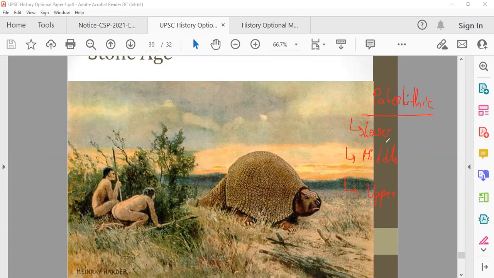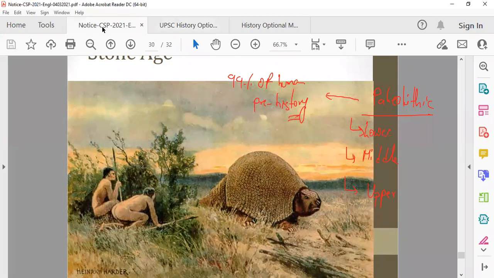Sometimes people confuse that lower Paleolithic period is the last, upper is the first. No, lower is the first period. Lower Paleolithic came first, then Middle Paleolithic, then Upper Paleolithic. And this whole Paleolithic portion occupies almost 99% of human prehistory.